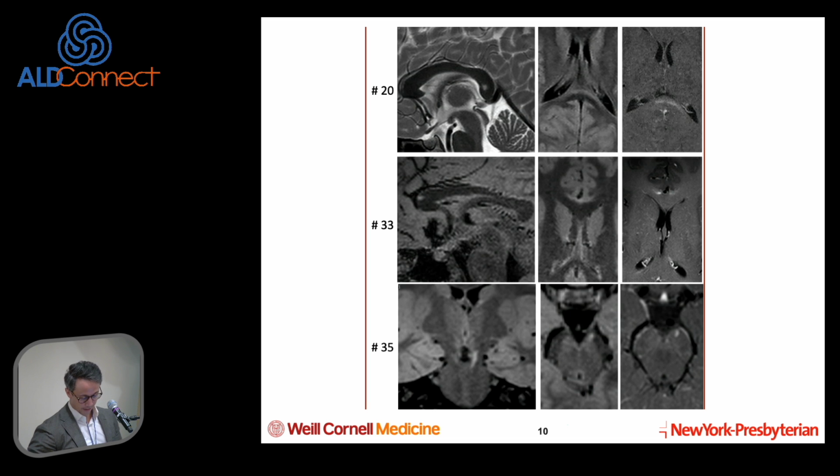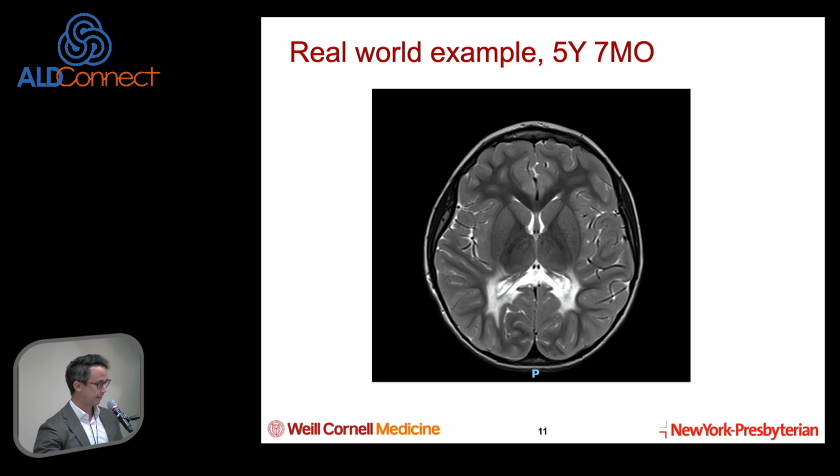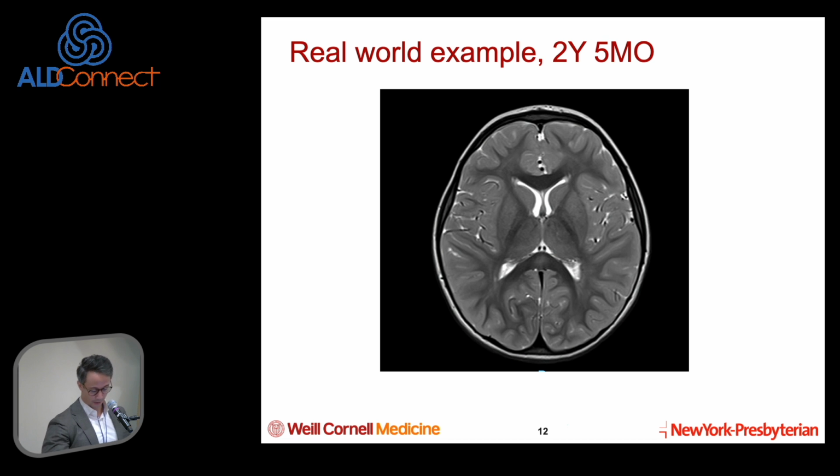I do want to highlight a real-world example just to say that this is a patient that was referred to me. He was 6 years old at the time. This is his MRI at 5 years, 7 months old. He was a newborn screening kid. And so he came to my attention at this stage. Here's his MRI at 2 years, 5 months old. And you can see here, he clearly has evidence of disease. So the earlier we look, the more we find, and I see my job as trying to find these kids as early as possible.